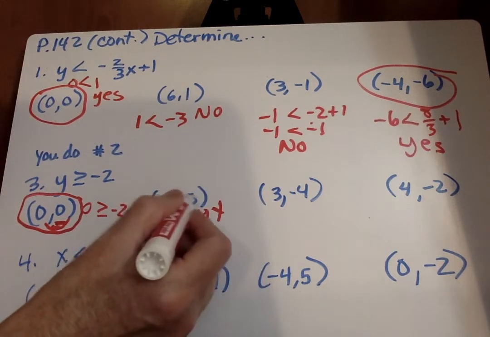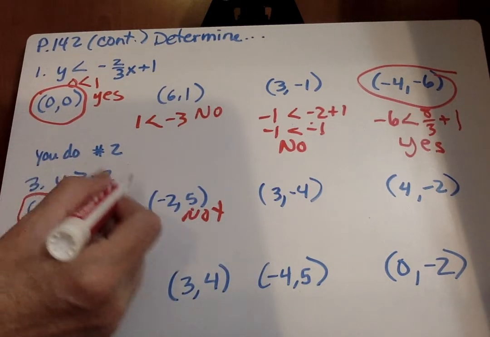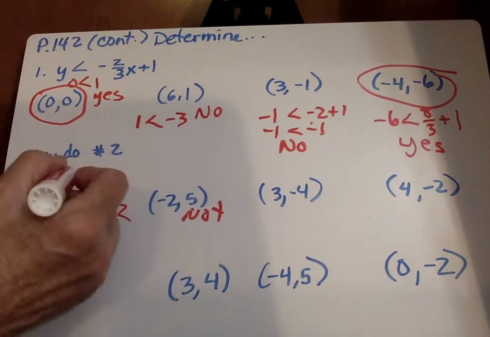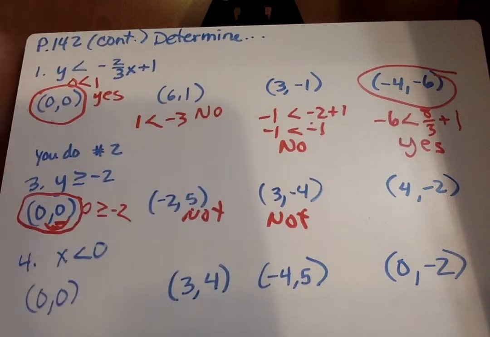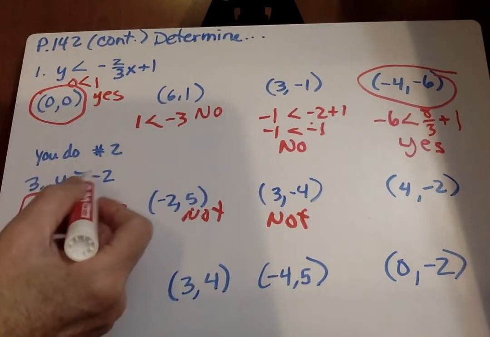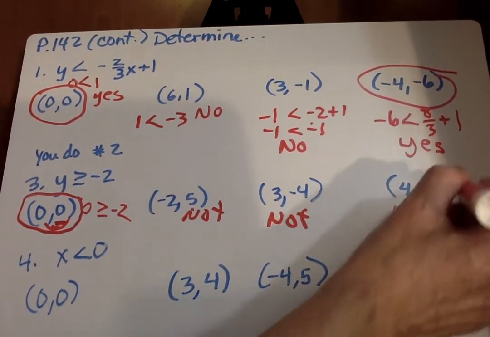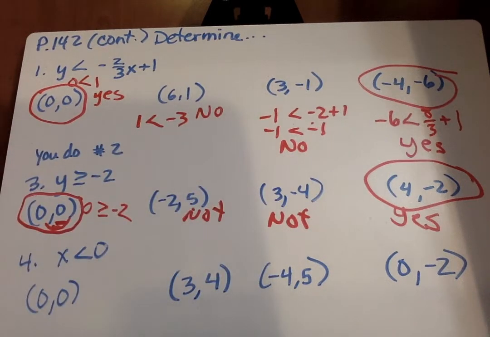So again, I'm only looking at the y value here because it just says y, and they don't even consider the x. 3, negative 4. Is negative 4 greater than or equal to negative 2? No, so that's not a solution. 4, negative 2. Is negative 2 greater than or equal to negative 2? Yes. So this one is a solution. So the first one and the last one are solutions.